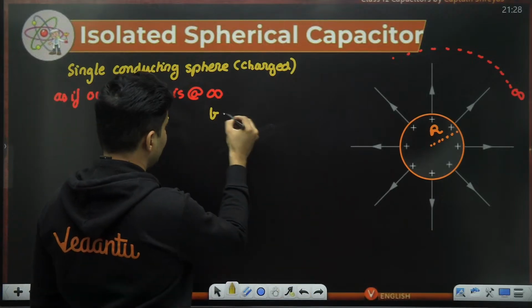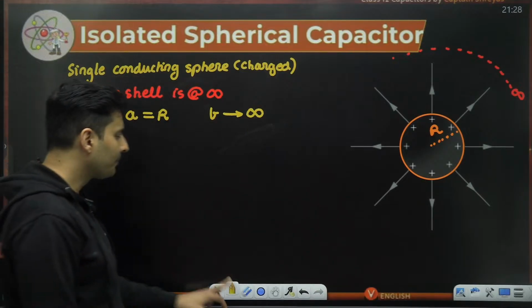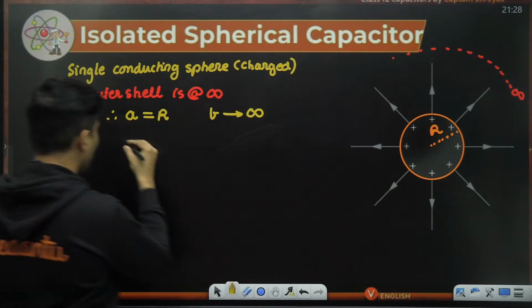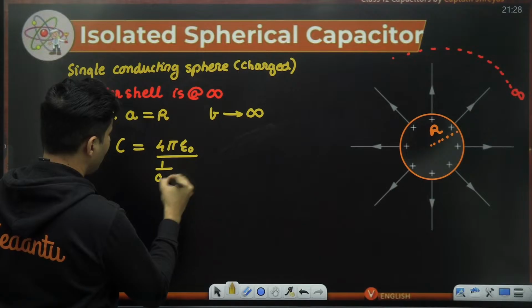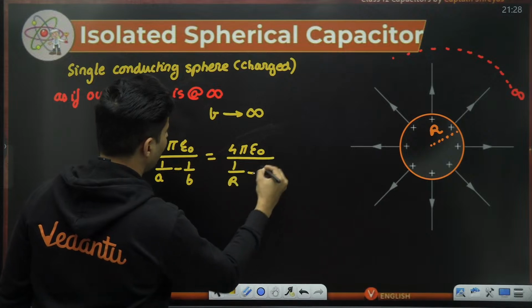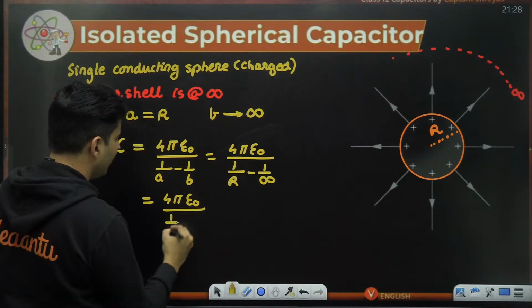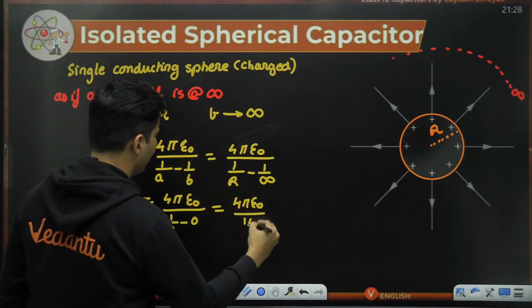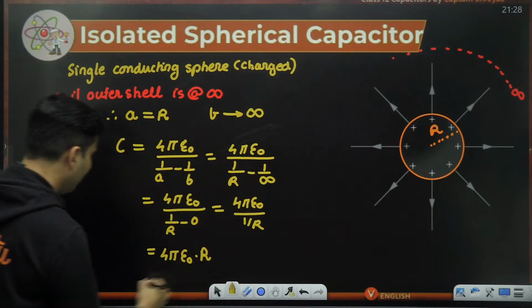So B, can I just say it is not equal to infinity, we cannot have any number equal to infinity, so tending towards infinity. So if I use my derivation for spherical type, which is 4 pi epsilon naught times 1 by A minus 1 by B, this will become 4 pi epsilon naught times 1 by radius minus 1 by infinity. What is 1 by infinity? 1 by a very, very large number is 0. So this will just become 4 pi epsilon naught 1 by r. R goes on the top, so it will just become 4 pi epsilon naught multiplied by r.